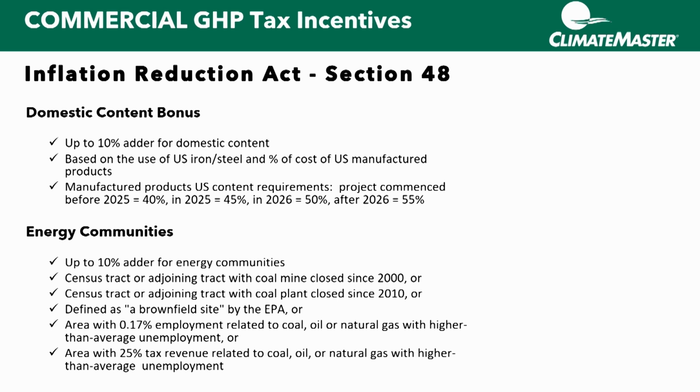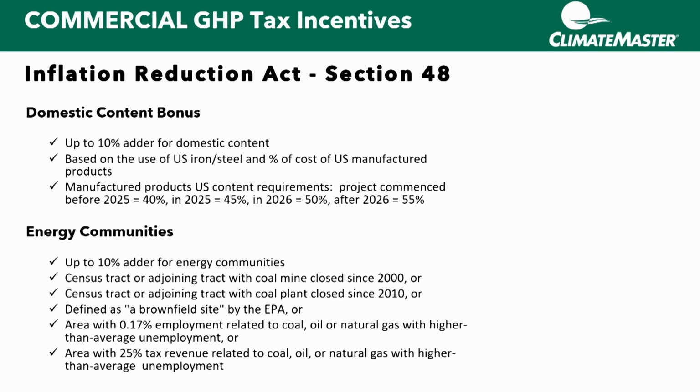So on the MSA, it's about fossil fuel employment. So if that area ever had, since 2009, greater than 0.17% employment related to the fossil fuel industry in any form, that would be in those areas, or if they had higher than 25% tax revenue. The other is the census tracts that are the coal mines or the coal plants that have closed since 2000 or 2010. And the other category is an EPA brownfield site.